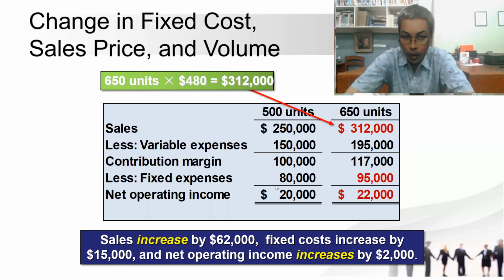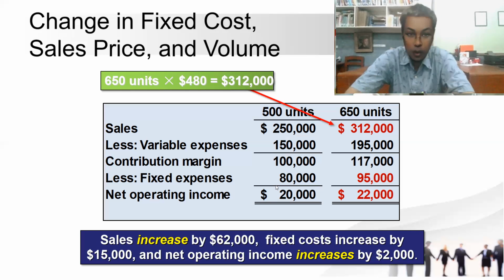Variable expenses. Again, variable amount per unit times 650 units. The answer is $195,000. So subtract it from the total sales of 312.